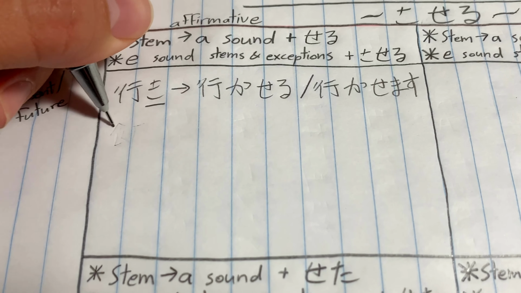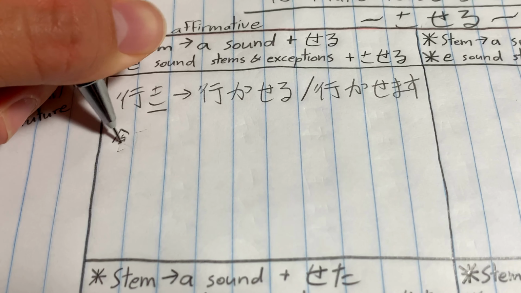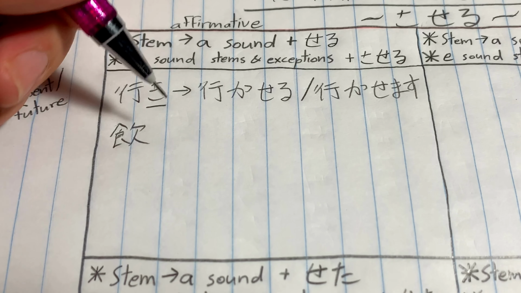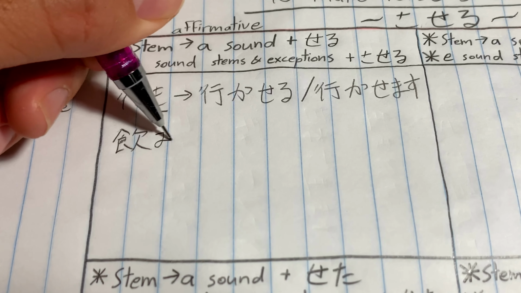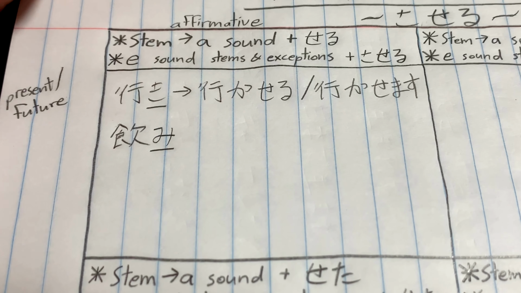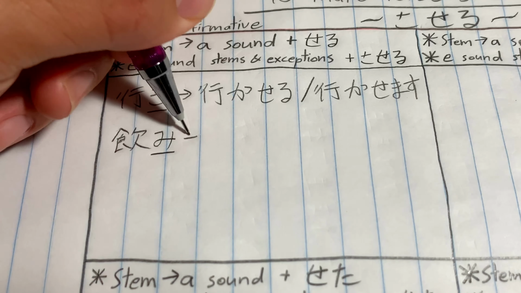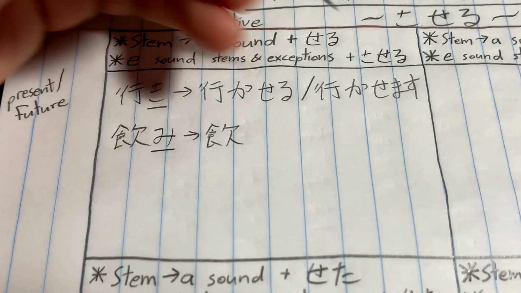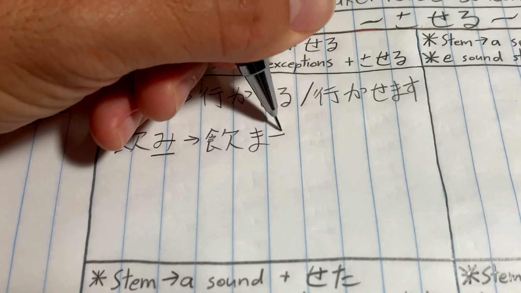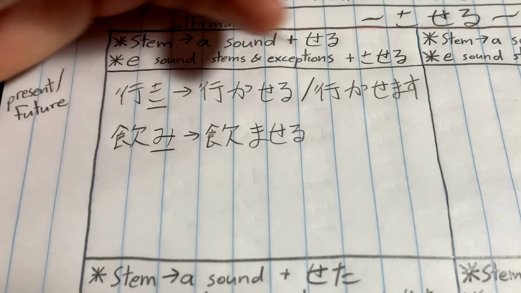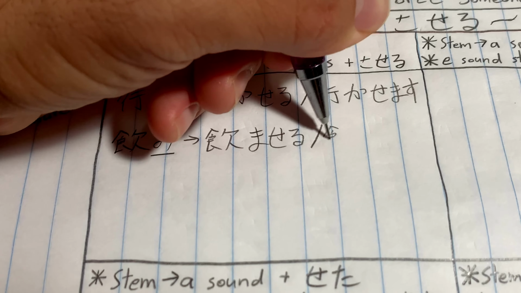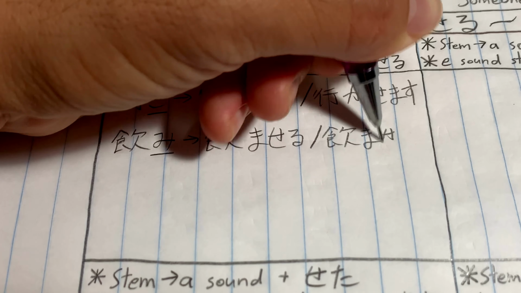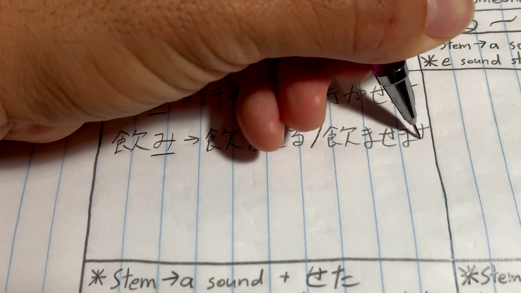Alright, continuing on with our examples, we shall take this commonly used verb, nomimasu. We have our stem, nomi. The mi turns to the a sound, so that becomes nomaseru or nomasemasu. Okay, nomasemasu.